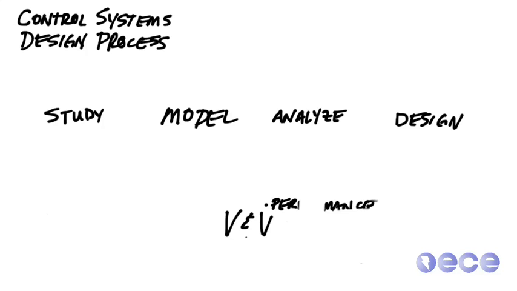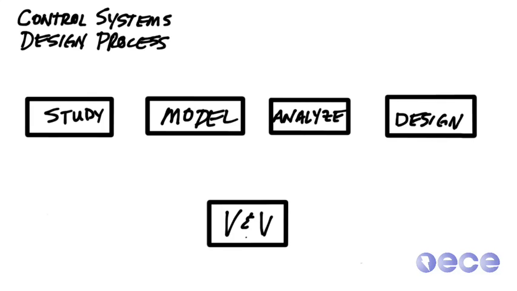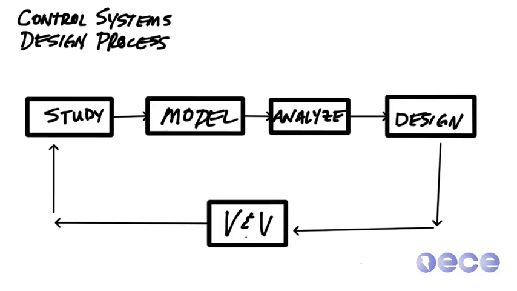So, where do we go next? Well, once we've got all of these pieces and they're laid out ready to go, we can actually think of the control design process as a series of steps with arrows in between. And the arrows in between tell us the order in which we do this, and the verification and validation loop is basically a feedback loop. If our verification and validation parameters aren't met, we go back to the beginning. Study, model, analyze, and design.